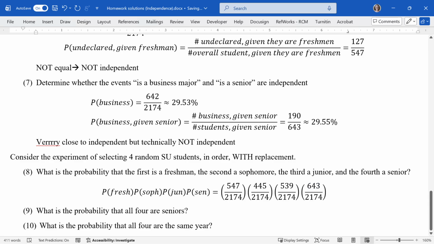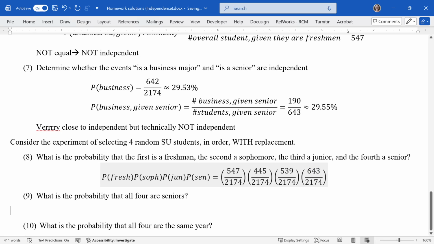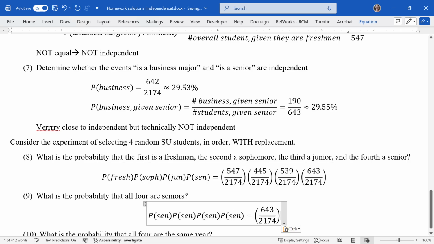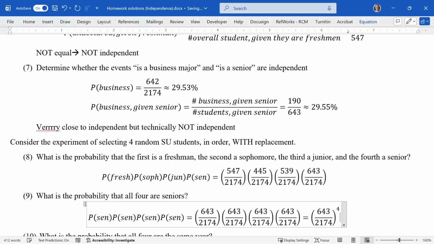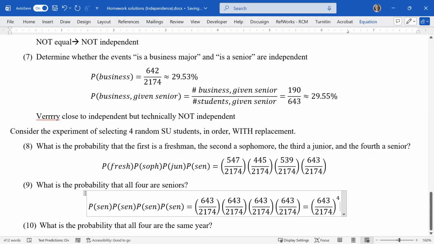And then for these next couple questions, I'm just going to use basically the same technique. So probability of getting a senior, getting another senior, getting a fourth senior. So I'm just multiplying the same thing together 4 times. It's going to be this number, 4 times. You can abbreviate this with an exponent like that if you want. Probability that all 4 are the same year.